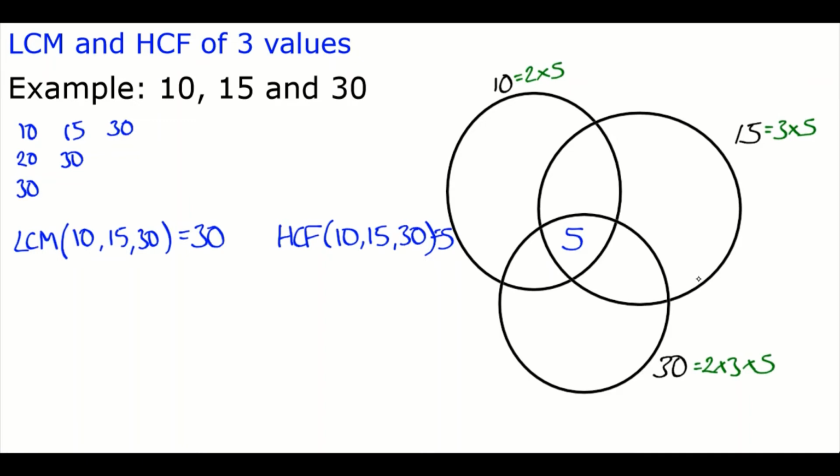What else have we got left over then? Let me just cross out those 5s. So there's a 2 which is also in 10 and in 30. So in 10 and in 30 we can put the 2 in there. So that's those 2s taken care of. And there's a 3 which is in 15 and in 30. So the 3 can go in there. And then the lowest common multiple is made up of 2 times 5 times 3, which is 30.